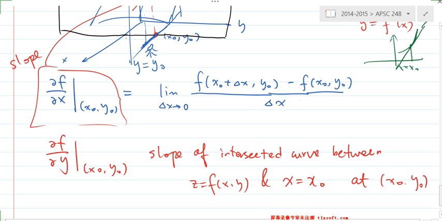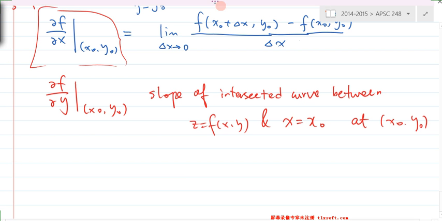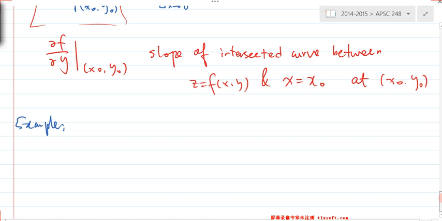Okay, so let's look at an example now. Now that we understand the geometric meaning, let's look at one more example right here.